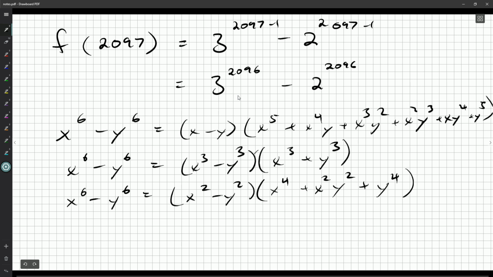Do we want to visualize this as x to the 6 minus y to the 6? Or are we secretly viewing this as x to the 3 squared minus y to the 3 squared? Because then I've just done difference of squares here. Do I want to do difference of squares here as well? I mean, 2096 definitely is a square, so we could do difference of squares.